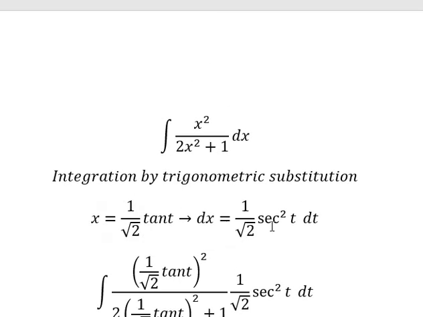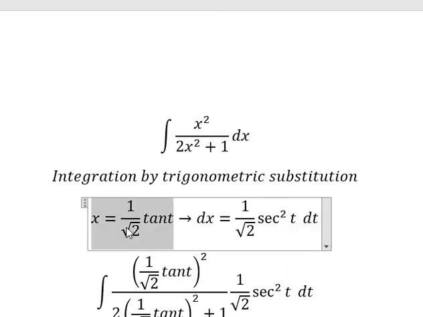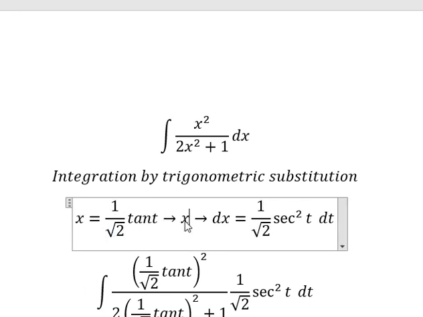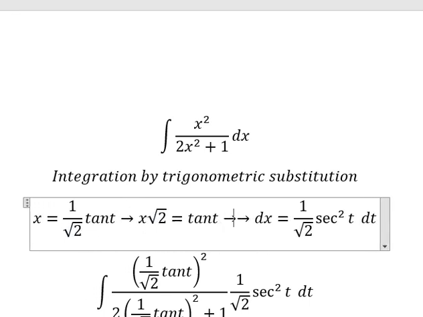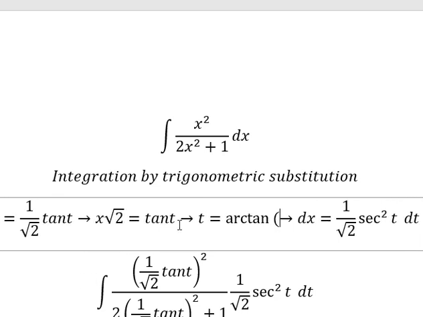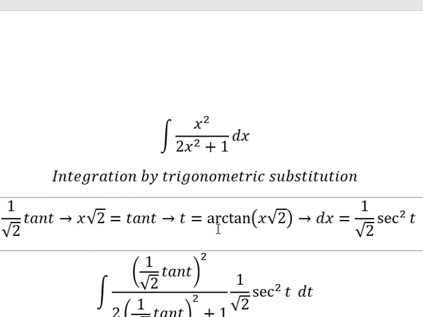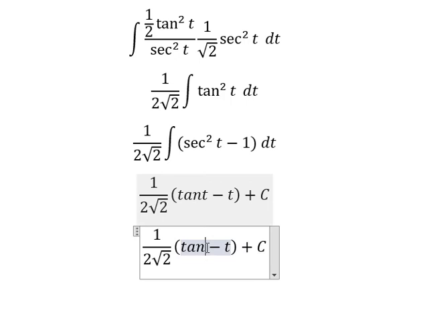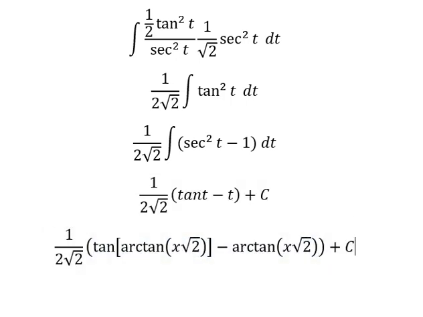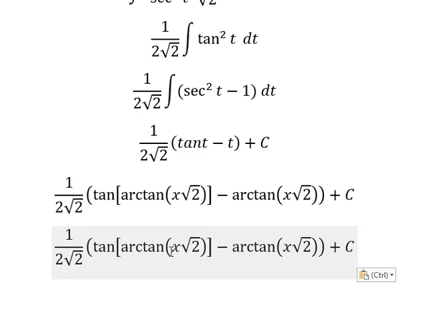About t, that is this one. So we need to multiply both sides by the square root of 2. And then we get t equals arctan of this one. So we put this one to change for t. So we know that tan with arctan, you get this one.